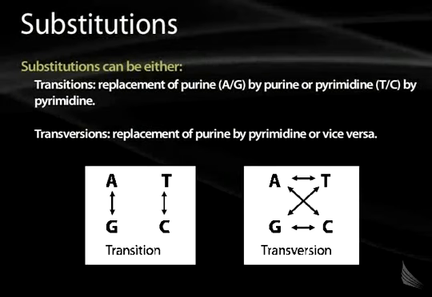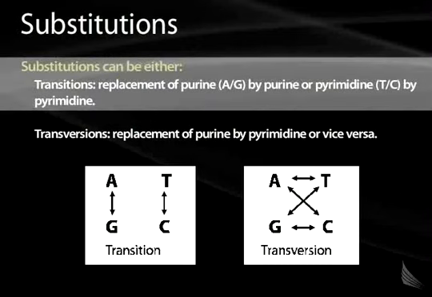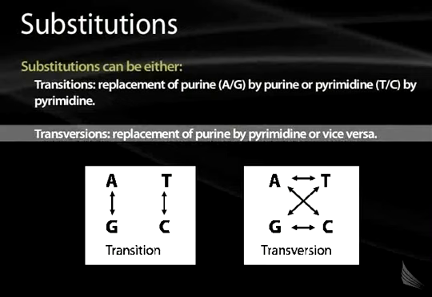Now, substitutions also come in different types. Substitutions can either be transitions or transversions. A transition is the replacement of a purine nucleotide, which are your adenines and guanines, by another purine nucleotide, or the substitution of a pyrimidine nucleotide, which is thymidine or cytosine, by another pyrimidine nucleotide. Transversions are the opposite of that. Transversion is the replacement of a purine nucleotide, an A or a G, by a pyrimidine, a T or a C, or vice versa, and that's illustrated schematically at the bottom of this slide.